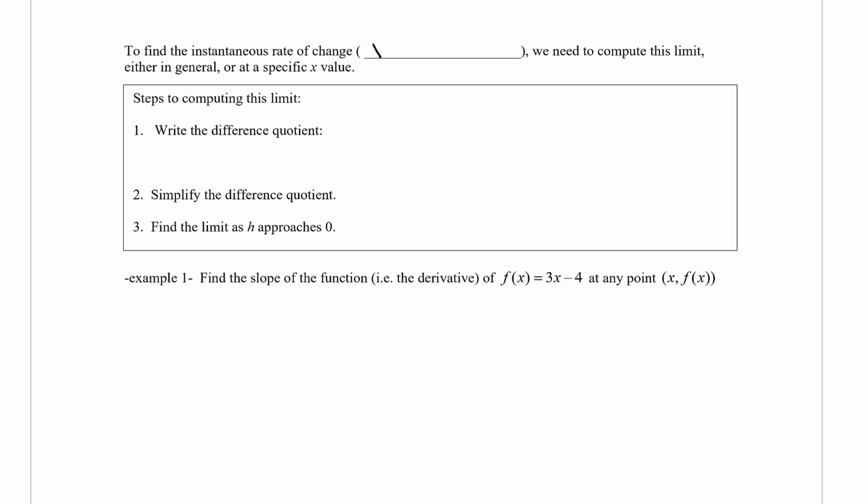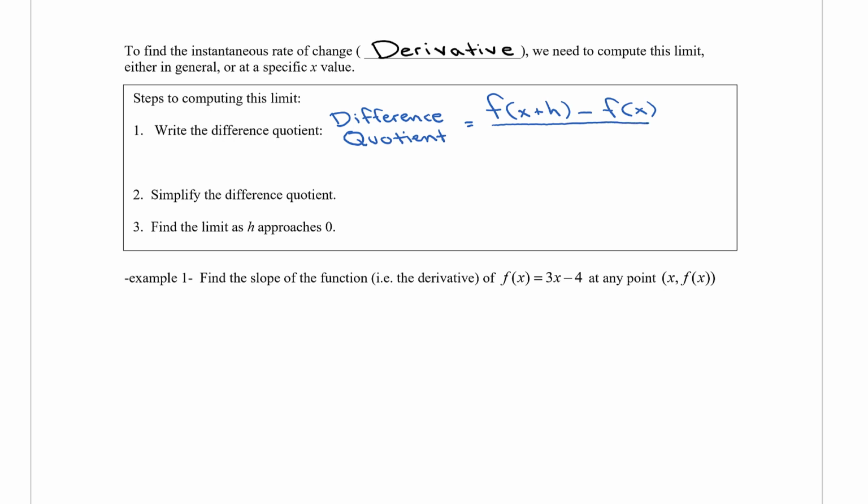Next, to find the instantaneous rate of change, or in other words, the derivative, we need to compute this limit, either in general or at a specific x value. Steps to computing this limit. 1. Write the difference quotient. What is the difference quotient? Well, let me tell you. The difference quotient is going to be equal to this. First, let me write out the words difference quotient, and then I'm going to say this is equal to f of x plus h minus f of x over h.